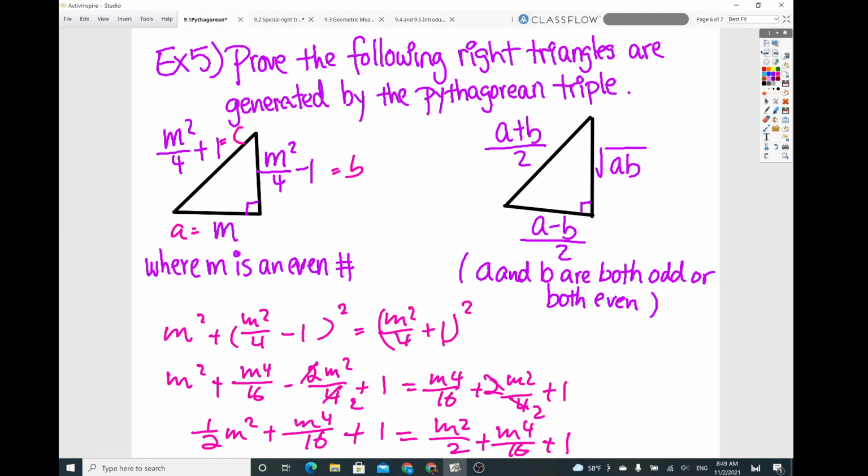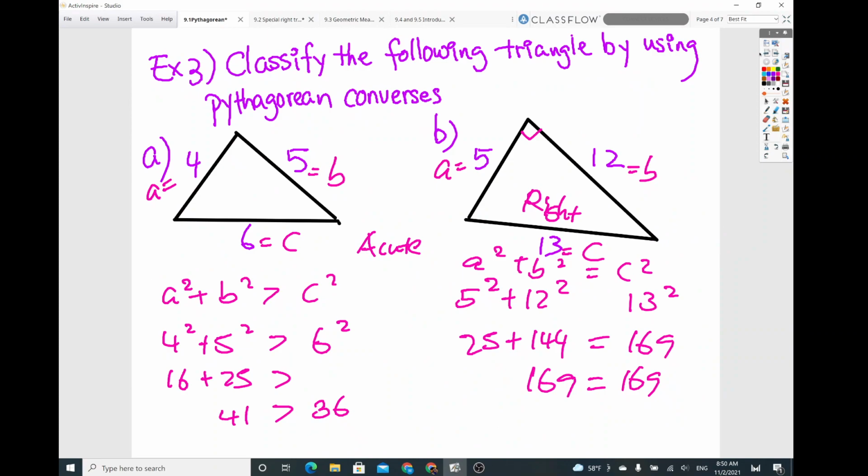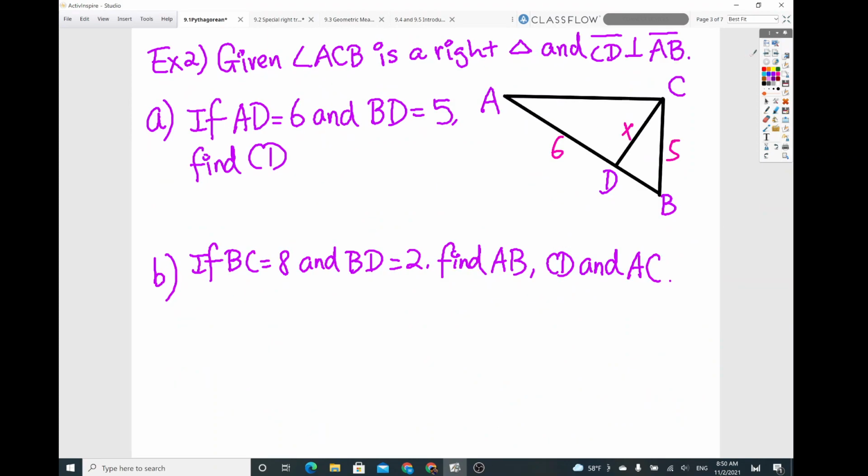Okay, so for the Pythagorean converses, make sure that you know how to utilize them and then classify the triangle. Again, this type of problem, similar right triangle, we'll get back to it. We'll get to one of those lessons for this unit, which is section 9.3.